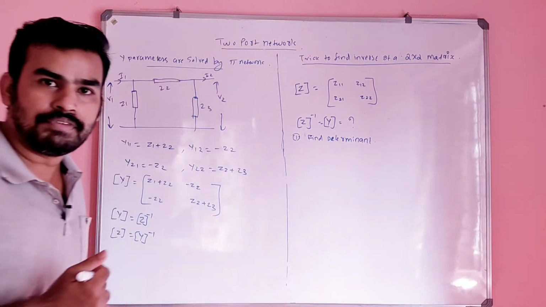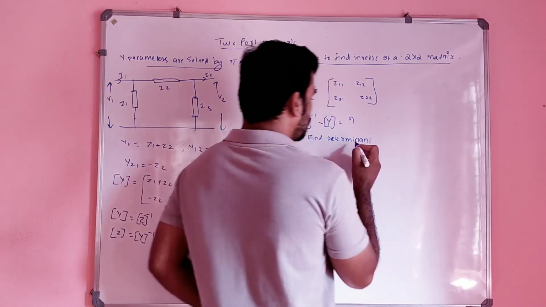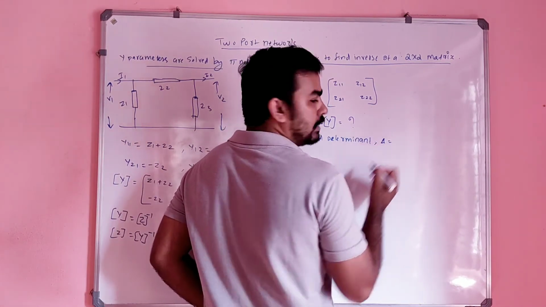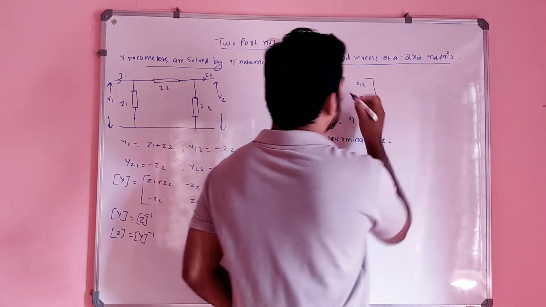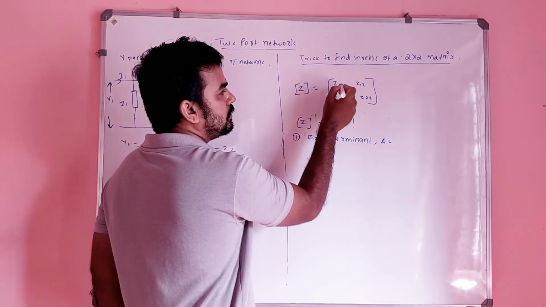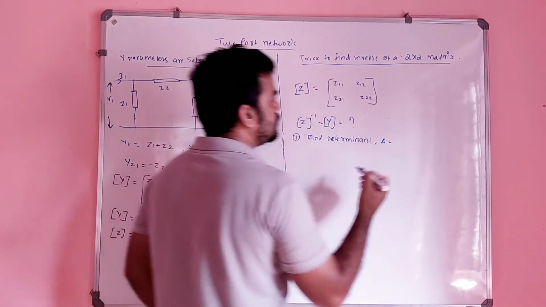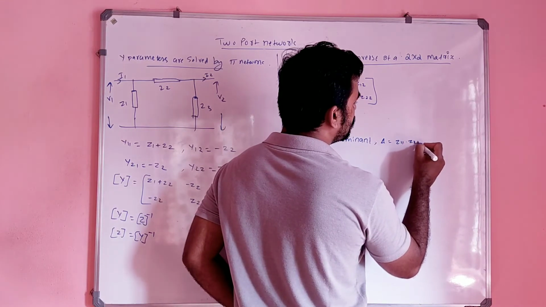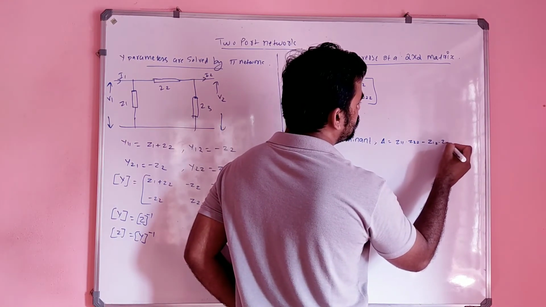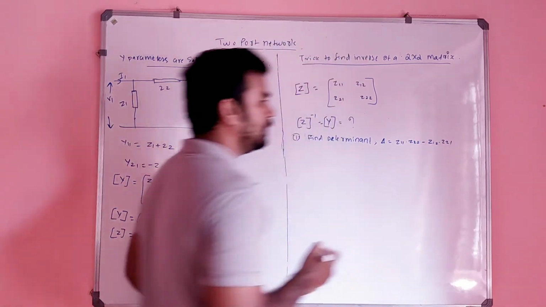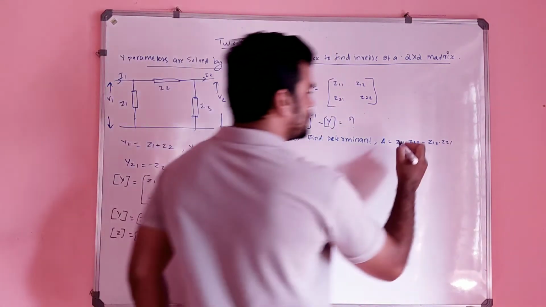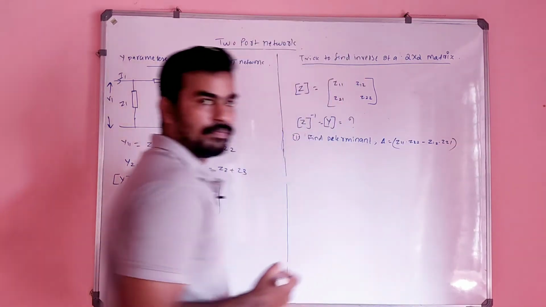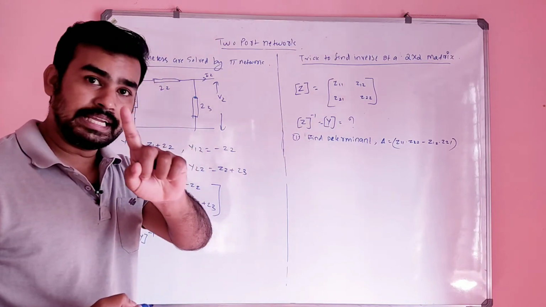It's very easy. What is the value of the determinant? Determinant delta is this into this minus this into this. So it will be Z11 into Z22 minus Z12 into Z21. This is the determinant. That is the first step you have to find for the inverse.